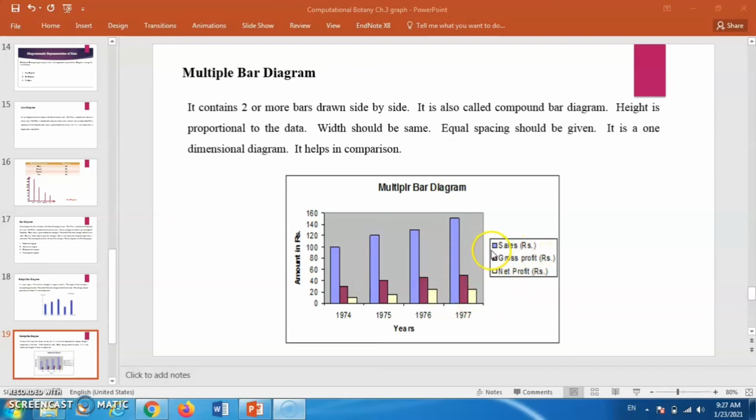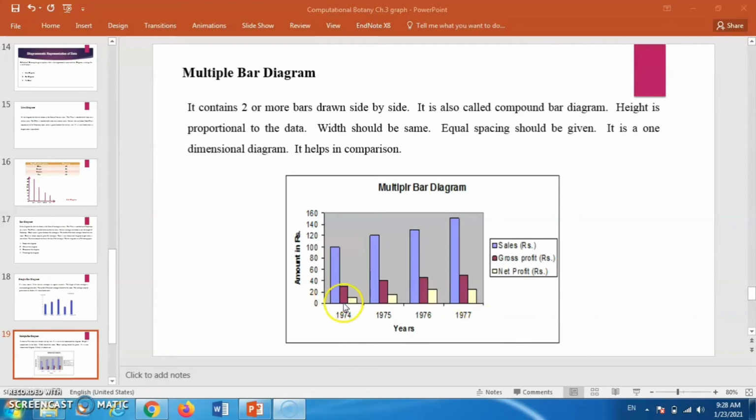So here this lavender color is for sales, this reddish color is for gross profit, and this white color is for net profit. So these three things we have to show for the years 1974, 75, 76 and 77. So each value we have put together, in case of 1974 also, 1975 and so on.